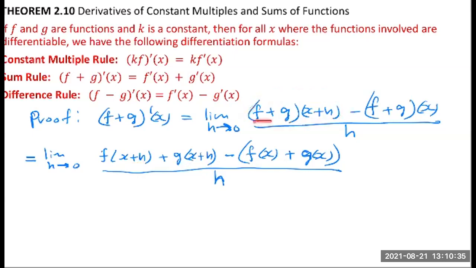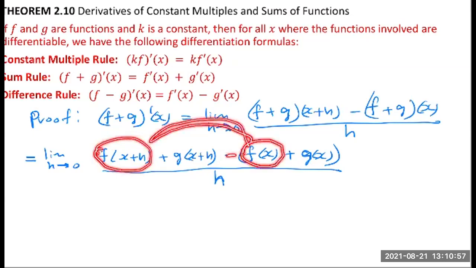f plus g of x plus h is the same as f of x plus h plus g of x plus h. Here also, similarly, f plus g of x is the same as f of x plus g of x. Don't forget this minus sign in the middle. Now I'm going to rearrange terms here. Here you have f of x plus h, here you have a minus f of x. I'm going to write those two terms together.